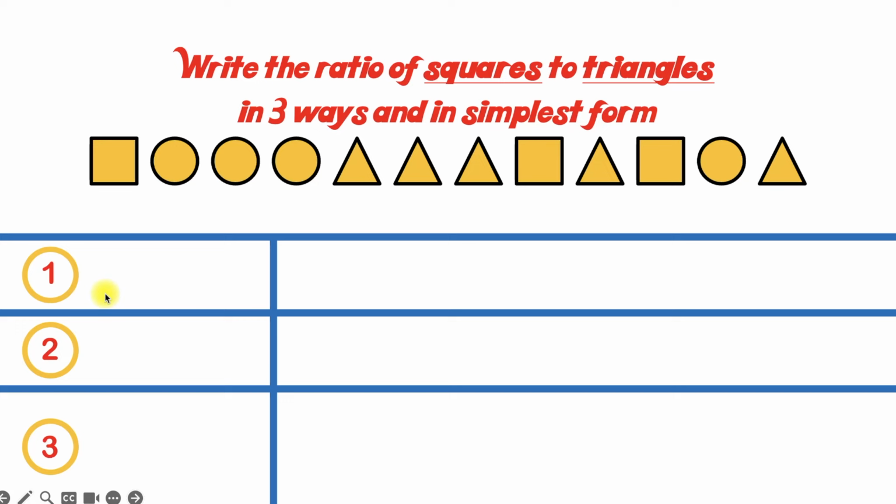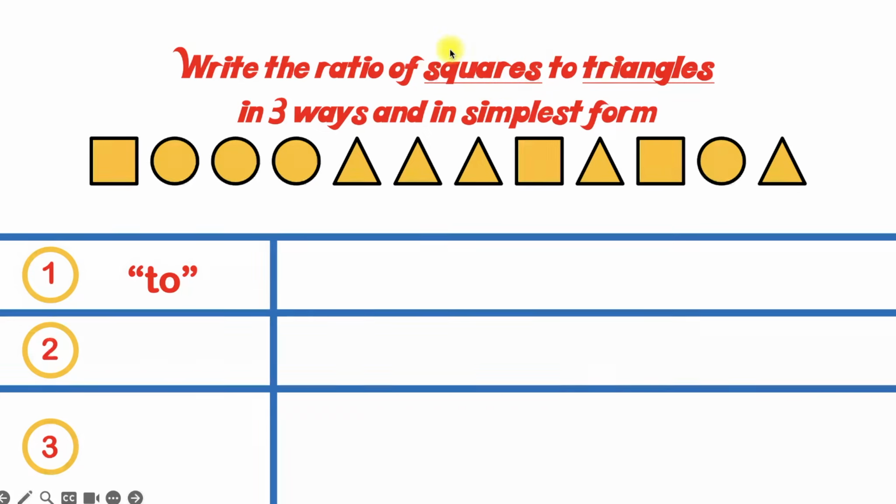The first way to write ratios is by using the word "to." "To" is the magical, most important word when you're dealing with ratios. Because first of all, ratios compare 2 things. And that word "to" separates those 2 things.